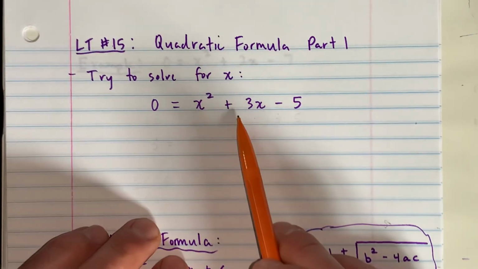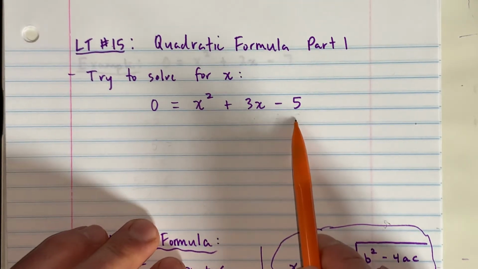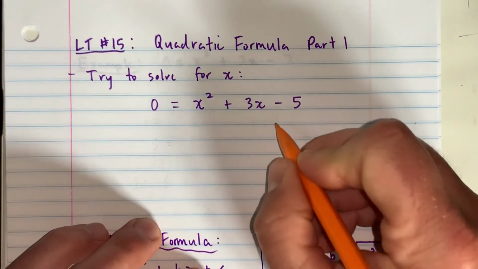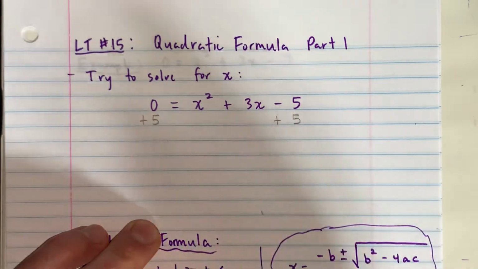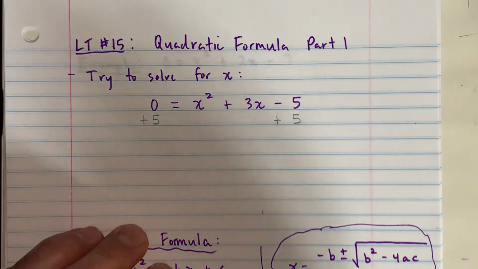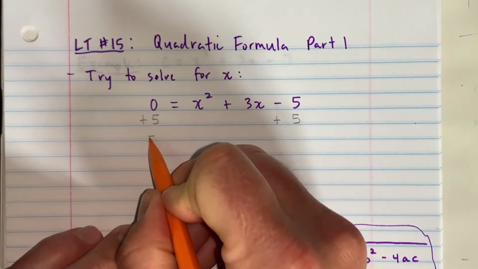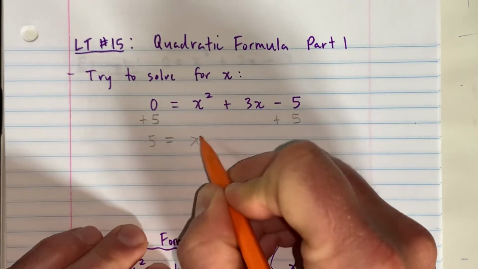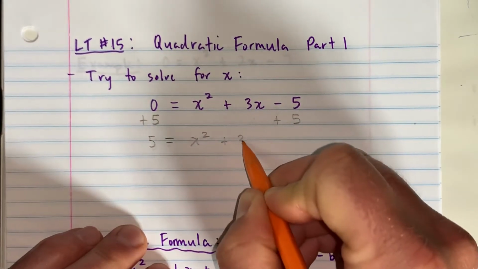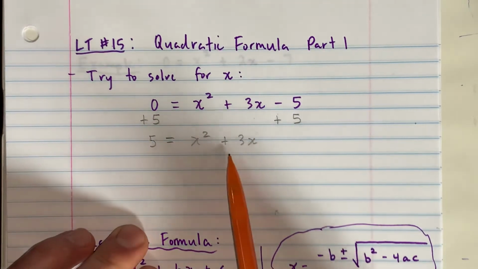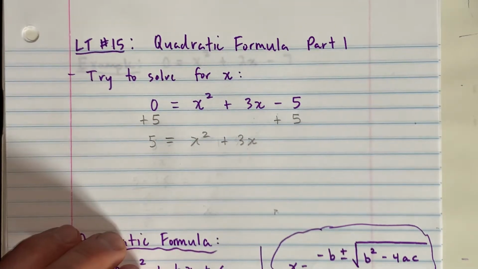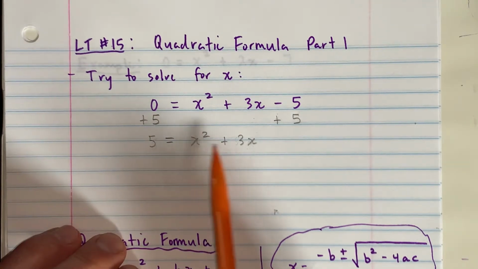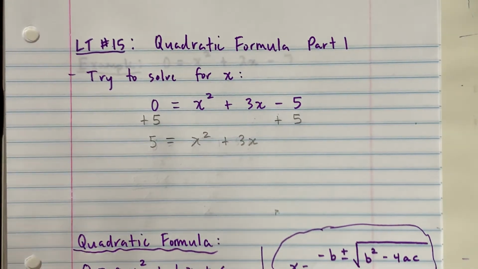So let's think about what we did last week when we solved using square roots. The first thing we did is we would get rid of the constant. So let's do that. Okay. So this gives us positive 5 x squared plus 3x. We're not really allowed to combine these terms because they're not like terms. One has a squared and one is just to the first power.